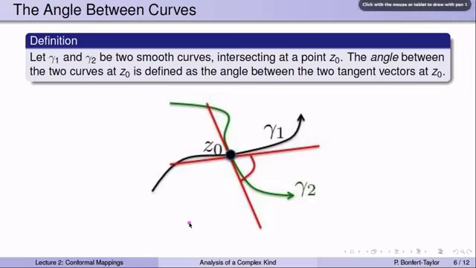Now, if you have two smooth curves, gamma 1 and gamma 2, and they intersect at a point z0, then we say the angle between these two curves is simply the angle between the two tangent vectors. So you find a tangent vector to gamma 1, you find a tangent vector to gamma 2, and you take the angle between the two of them, from gamma 1 to gamma 2. That is defined as the angle between two curves. Because we know how to find the angle between two lines, the angle between the curves is simply defined as the angle between the tangent vectors to the two curves.